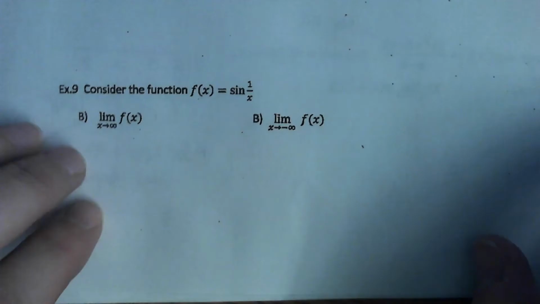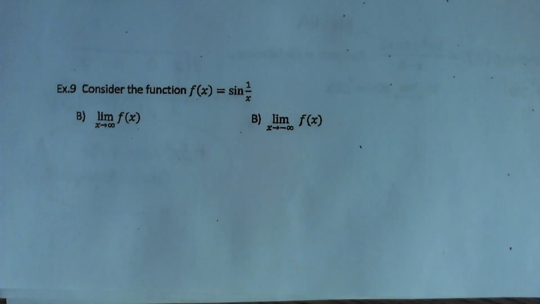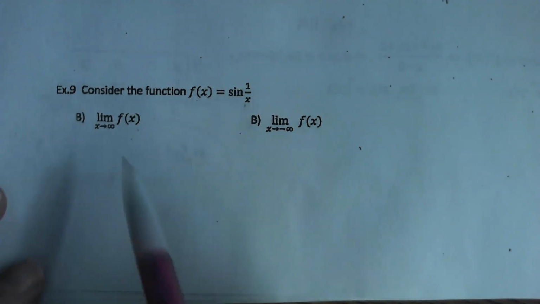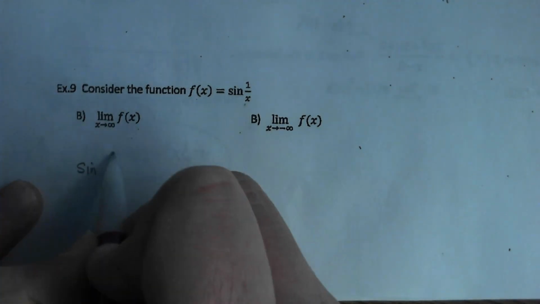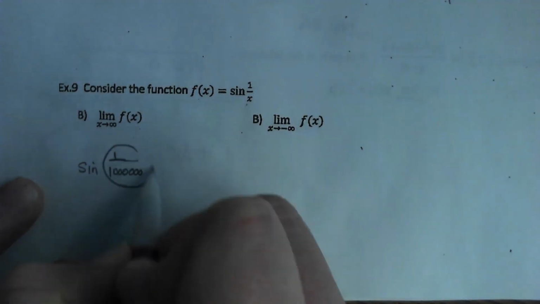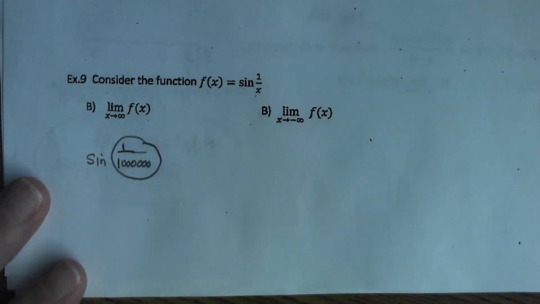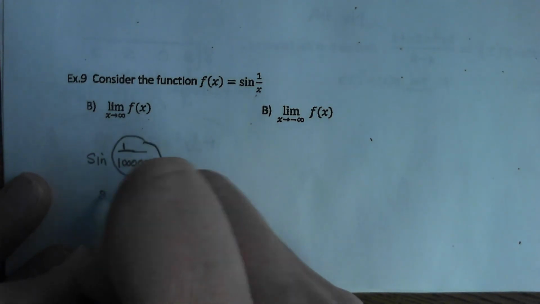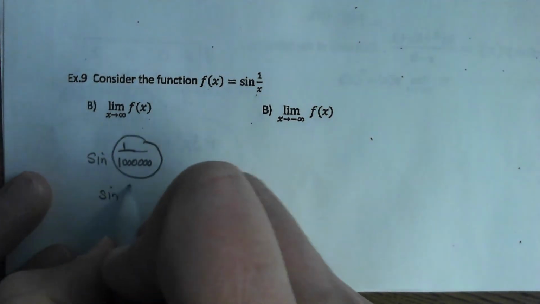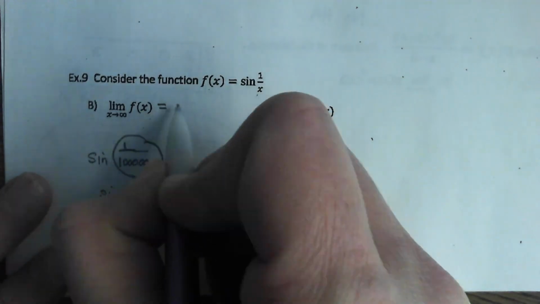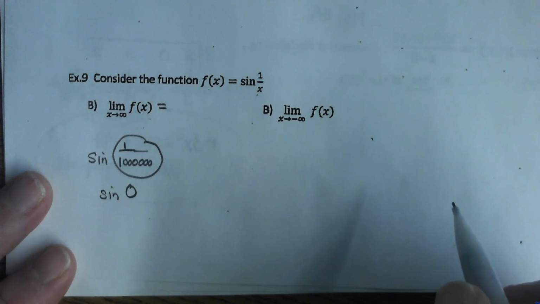9 is going to be a little bit different. Let me ask you this. As x approaches infinity, like if I were to plug in sine of 1 over a million, what happens to 1 over a million? That's getting closer and closer to what? 0. And if that's getting closer and closer to 0, what is the sine of 0? You should know this. The sine of 0 is 0.